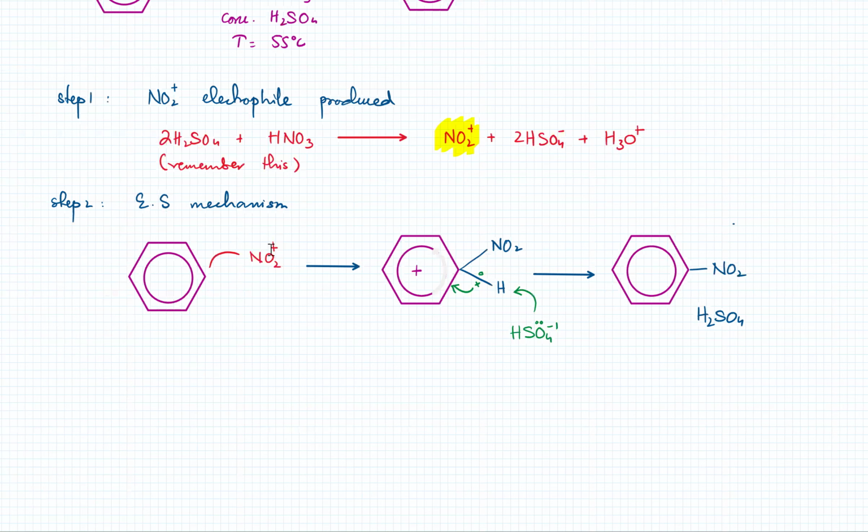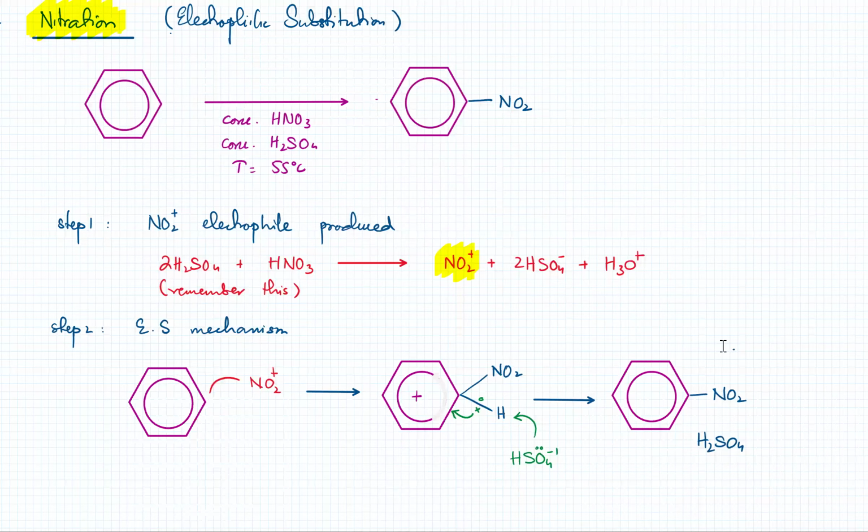The NO2 plus one came in, took away electrons from this carbon atom, and bonded with it. The carbon was already bonded to an H, and the benzene electron cloud became partial. The H then lost its electrons and joined with HSO4 minus one to form sulfuric acid back again. So nitration, is this clear?